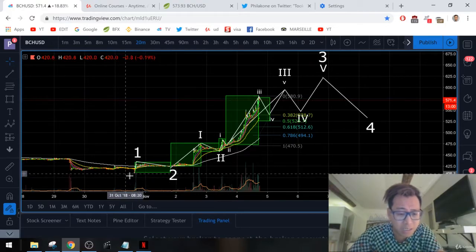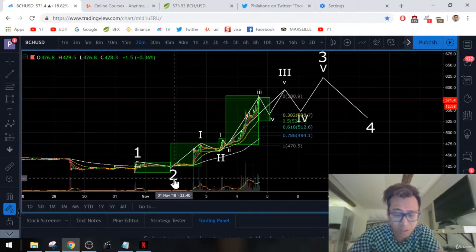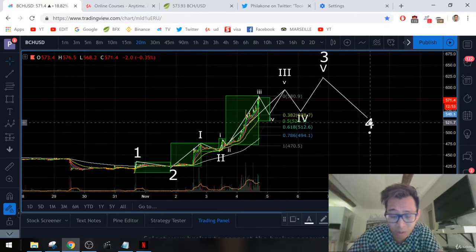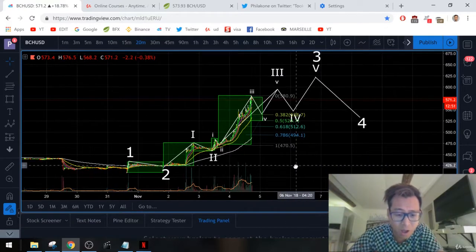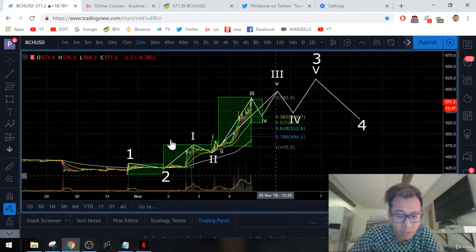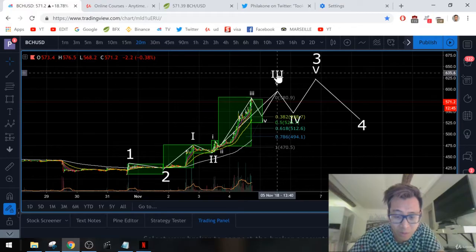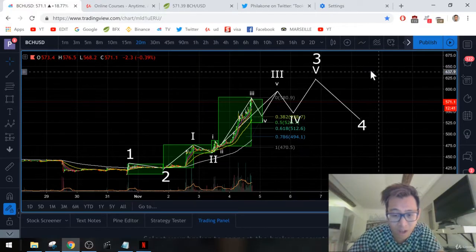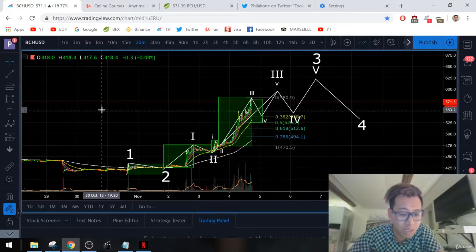So I see this as 1 now, 2. I see this as a big 3 going up there. I see this as a 4 coming down as well. Now, on the small Roman numerals, I see this as subwaves 1, subwaves 2, subwaves 3 still going up, subwaves 4 coming down, and subwave 5 going up, which ultimately makes this right here.